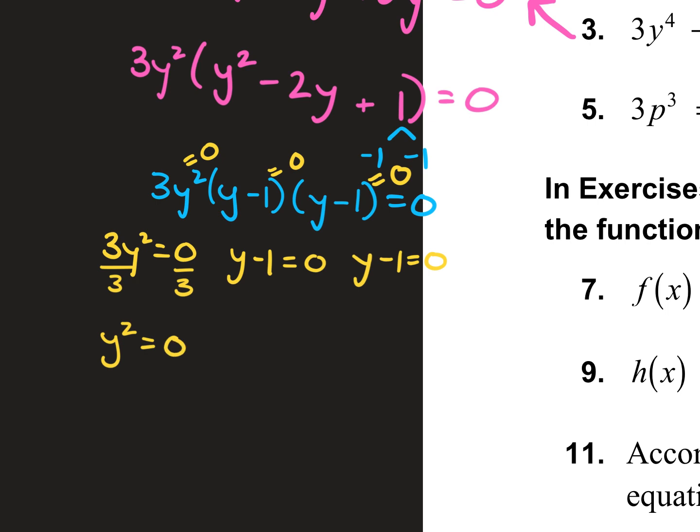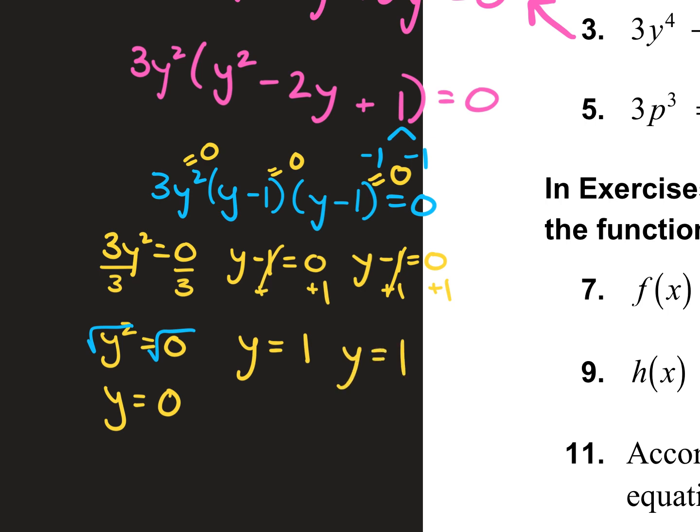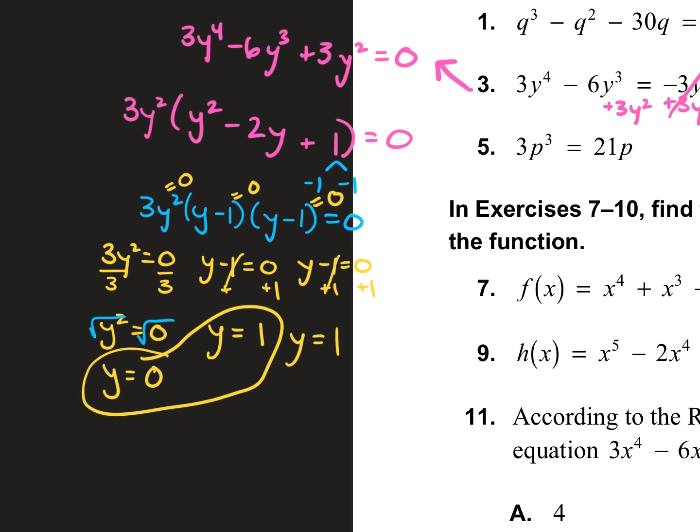How do we get rid of the squared? Square root. So what does y equal? 0. In the next one, we're going to add 1 to both sides. So y is equal to 1. And then the other one, we add 1 to both sides. So y is equal to 1. So when you're listing your answers, you don't have to list it twice if it repeats. So here we just have 0 and 1. You could list it twice if you want. That's totally fine.